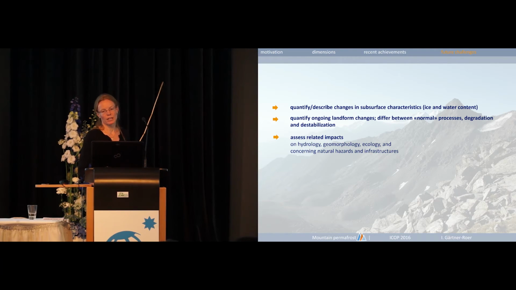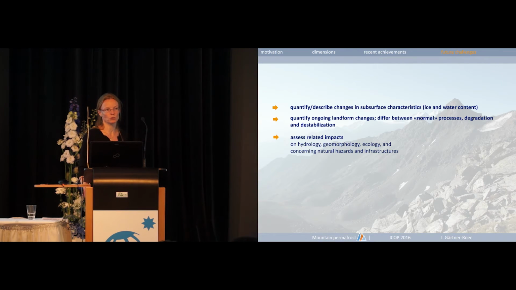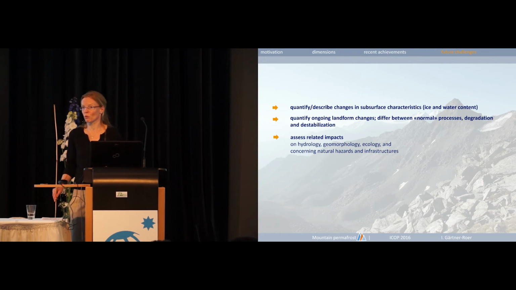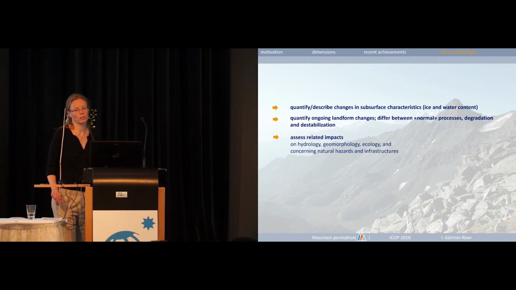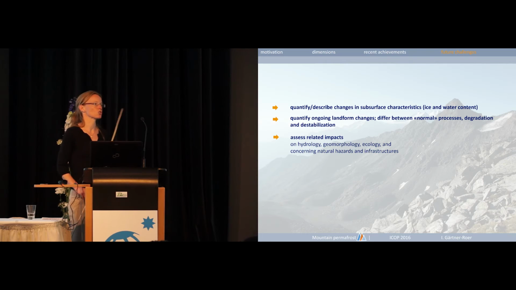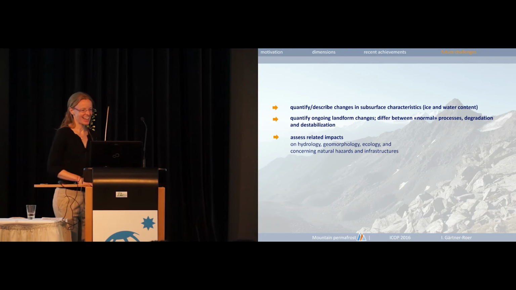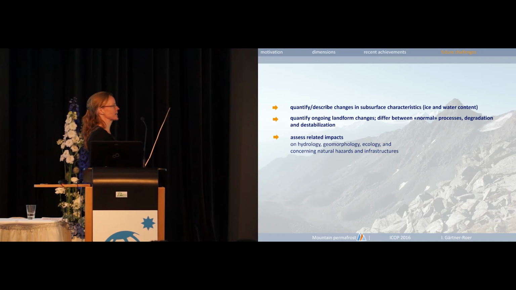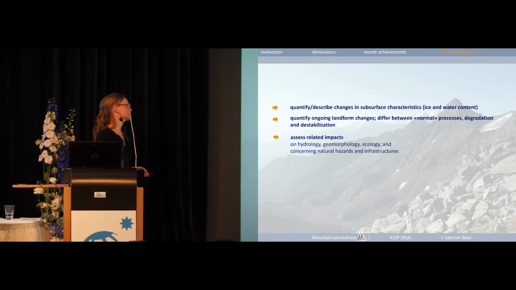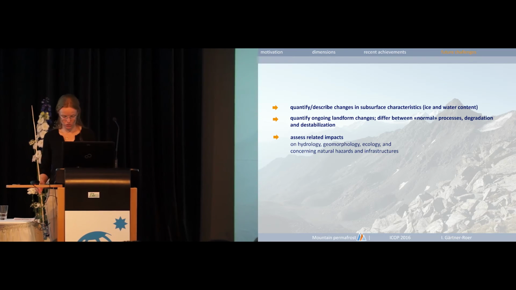Concerning the processes, I think we should continue quantifying and describing the changes in subsurface characteristics, like the changes in ice and water content. And here it came up that the water plays an important role at several sites, but there's not so much information around. So it's fairly hard to measure and model the water flows in these systems. And we want to show what are the normal processes, what are the signs of degradation, I'm finishing up, and where do we see destabilization. And of course, assess the related impacts on also other disciplines like the hydrology, geomorphology, and ecology.